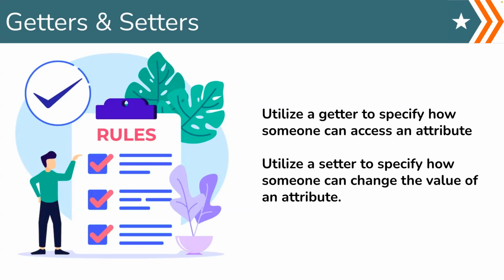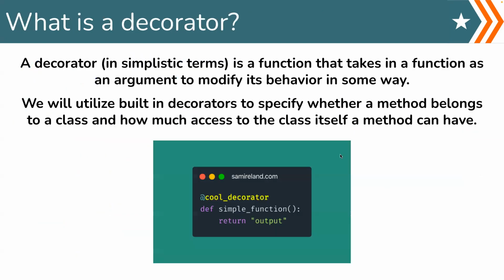Now that's useful at times, but sometimes we want specific rules to apply to our getters and setters. And that's where getters and setters come in. We want to make sure that we tell a class, hey, this is the only way that you can access this class, and this is the only way that you can assign a new value to an attribute of a class. Now, in order to utilize getters and setters, we'll have to use something called decorators.